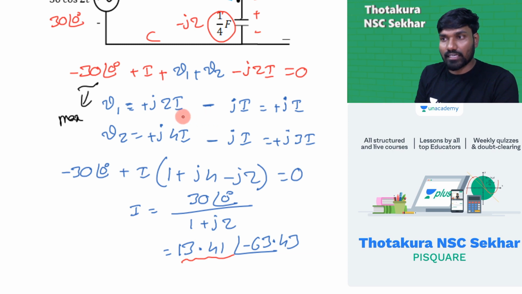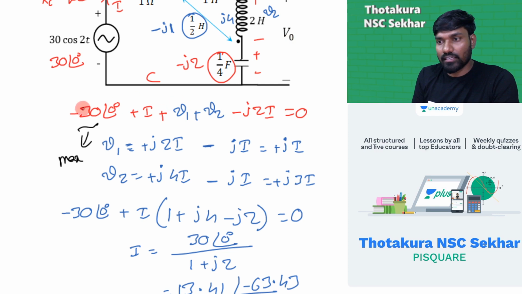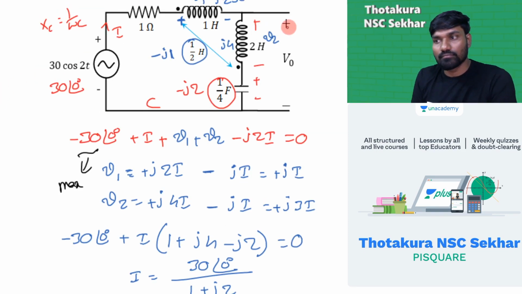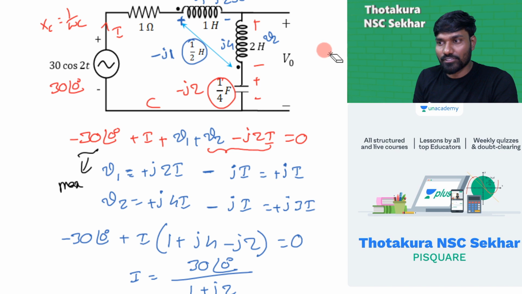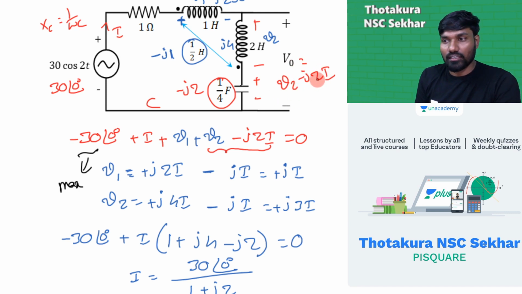Current is over. Once you get current, I can now find out this V0. V0 is equal to V2 plus this voltage. This voltage is minus J2I. This part is V0. Right? V0 is equal to V2 minus J2I. I value is known to you. You can find out what is V2. Okay, let's do that.